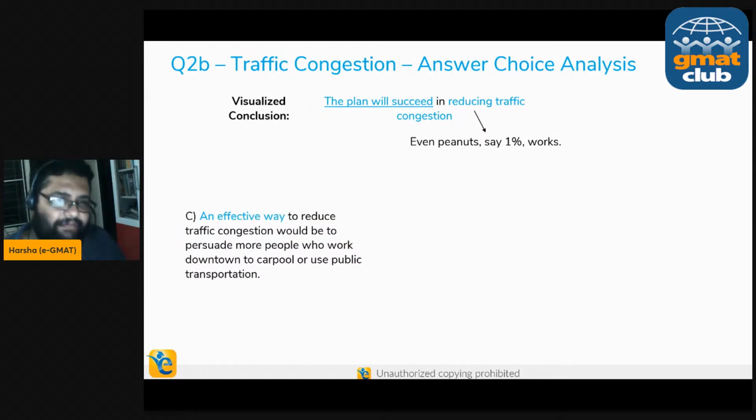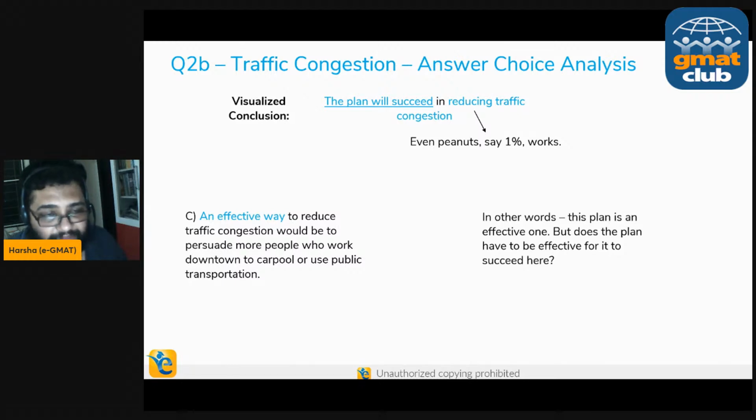Option C, again, the very popular incorrect choice. I see a lot of you have chosen this. Now here's the thing: an effective way to reduce traffic congestion would be to persuade people who work downtown to use carpooling or public transport. With this clarity on the conclusion, now you should be able to reject this immediately. So for those of you who chose option C, there's quite a lot of you, please let me know what happened here. Why did you fall? Did you learn something from this exercise right now?